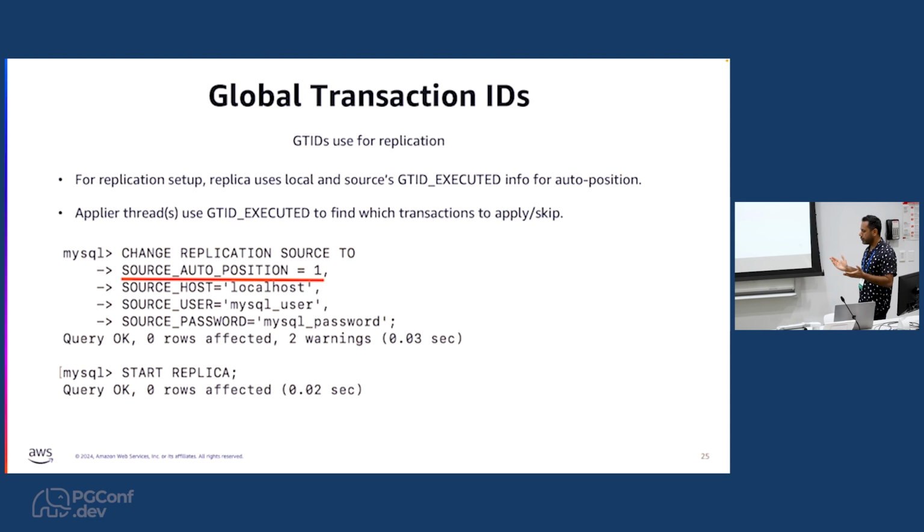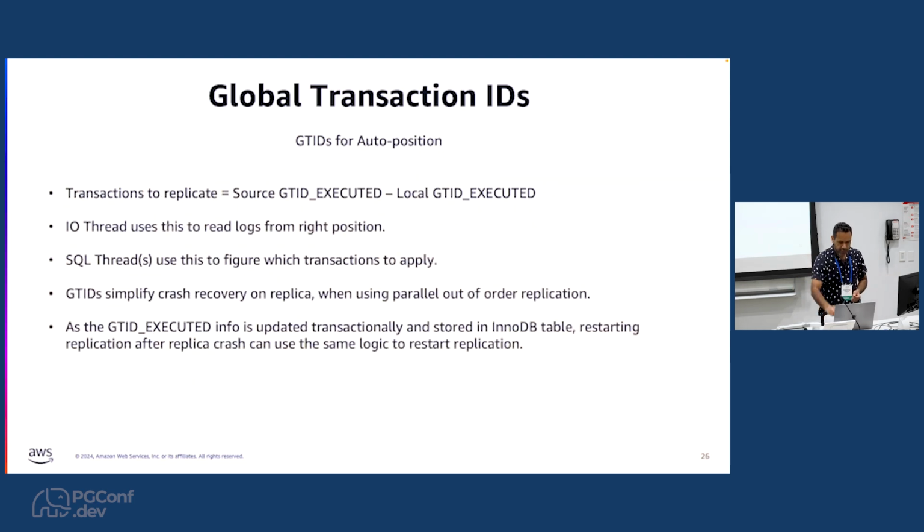So we just discussed that the GTID information is present in the system tables, updated transactionally. GTID is also present in the binary log for every transaction, which means starting replication is now pretty easy. All I need to do is use source auto position, and the replica would figure out exactly where to start replication from. And how does it do that?